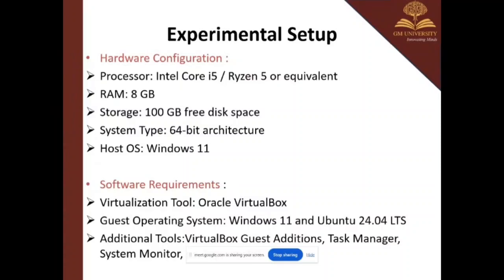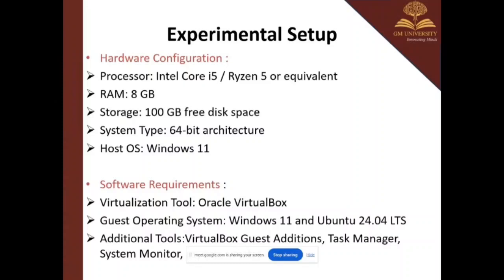This explains how virtual machines work on both hardware and software requirements. The first one is hardware components. The processor should be Intel Core i5 or Ryzen 5 or equivalent. This means it should be at least an i5 or Ryzen 5 processor system so that the virtual machine can run easily. The RAM should be 8 GB. The 8 GB of RAM leads to the working of different processes simultaneously.